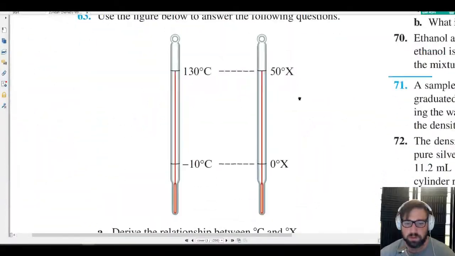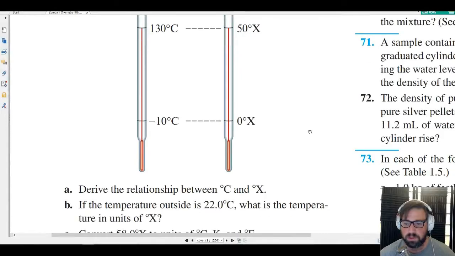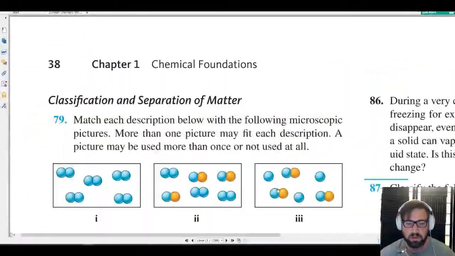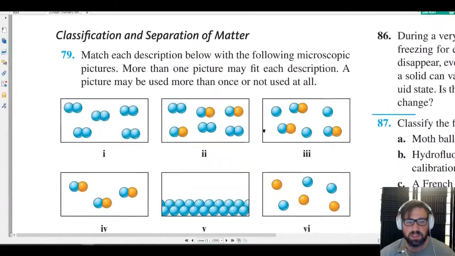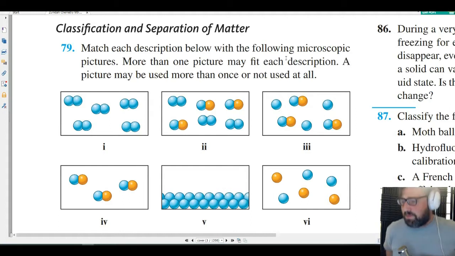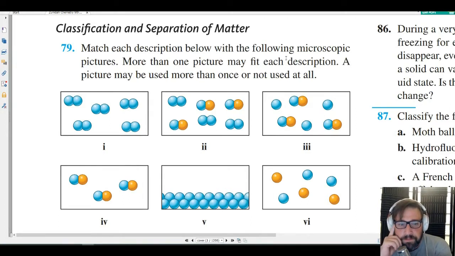All right, more converting unit stuff, converting temperature. That's what Google's for. Reading temperature. Where was the thing that I wanted to do? Here we go. Classification and separation of matter. So let's run through this real quick.